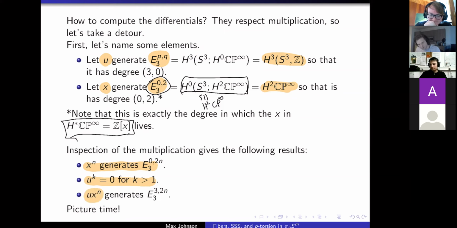Finally, U x to the n is going to generate E3 3,2n. Now, if you remember, the only ways that these things can be non-trivial is if they're of the form E3 0,2n or E3 3,2n. So it turns out we've actually generated everything with just these two elements. And moreover, because the differential on U is going to end up going into the zeros, we only care about the differential on X. So we've taken this infinite number of differentials and reduced the problem to computing only the differential on one single element, which is pretty cool.